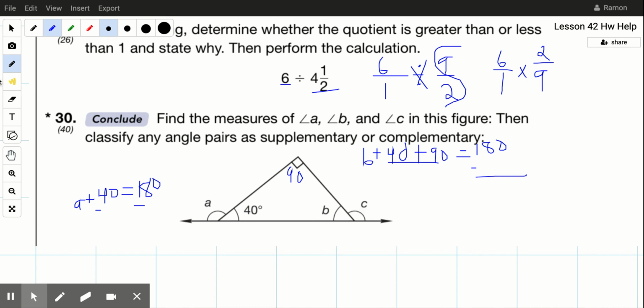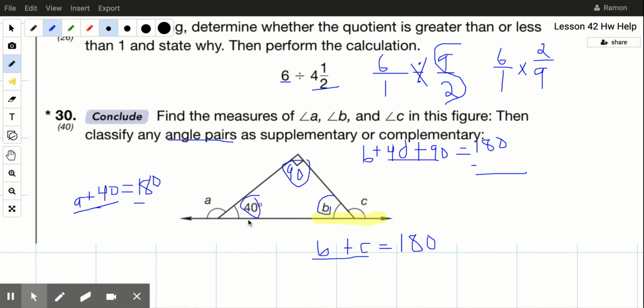Now for C, you notice that B and C combined make a straight line, which means that combined B and C are 180 degrees. Supplementary just means that they both add up to be 180 degrees. B and C are supplementary because they make 180, and A and 40 are supplementary because they make 180. Now, remember that we're looking for angle pairs, so only two angles. Complementary are two angles that when you add them make 90 degrees. Since this is already 90, that tells us that B and 40 also have to be 90. So these would be another pair of complementary angles.